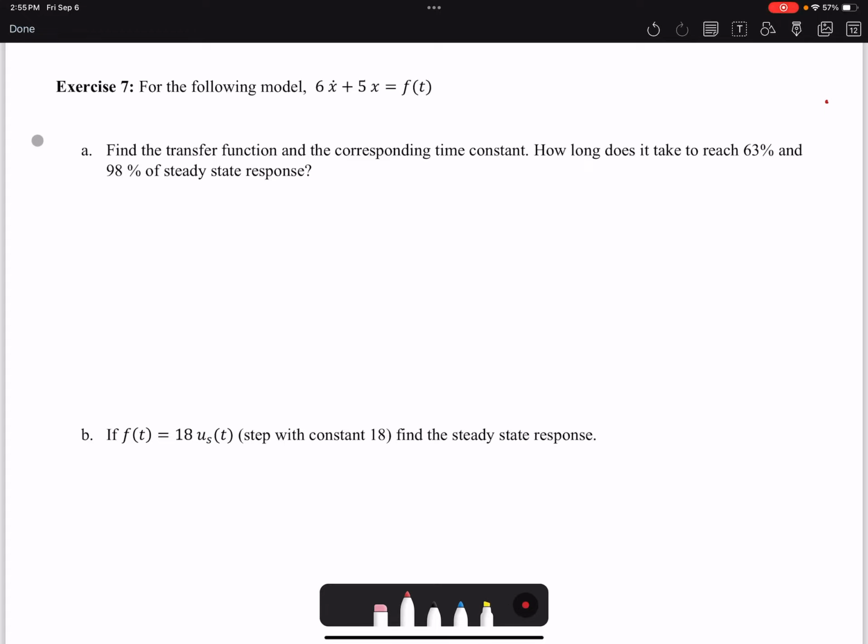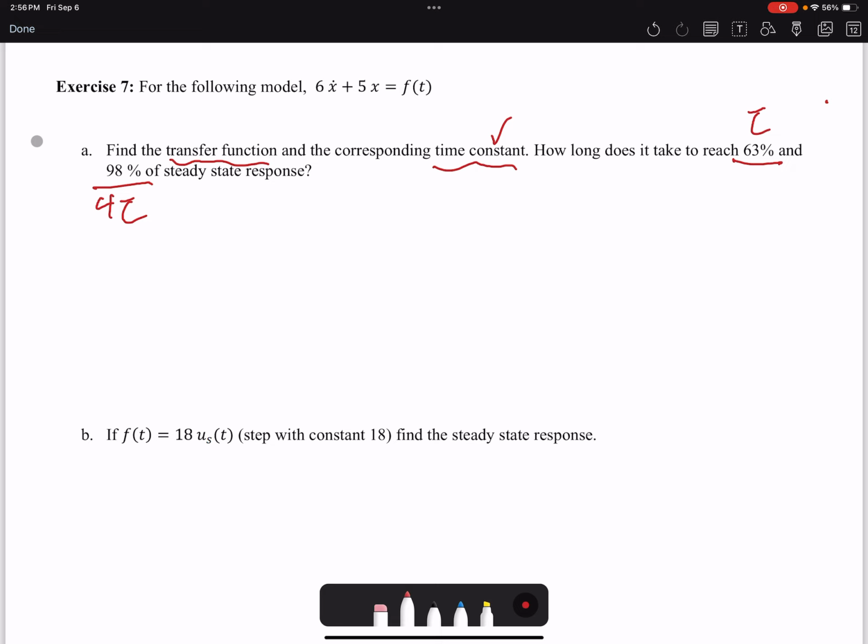Hello everyone, in this video we're going to solve exercise 7. For the following model, find the transfer function and the corresponding time constants. And also we're going to determine how long it would take to reach 63 and 98% of the steady state response. Once we find the time constant, then 63% would be just the time constant, and for 98% we have to wait 4 tau to reach 98% of a steady state response.